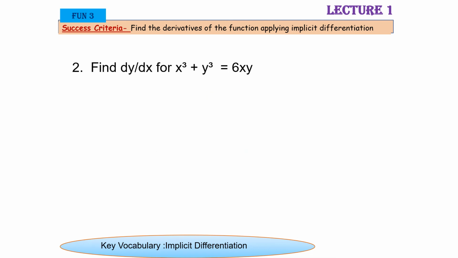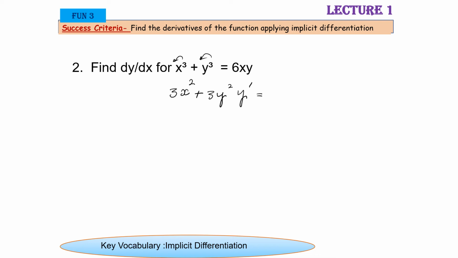Here is another question, a little bit complicated. x cube plus y cube equals 6xy. So the derivative of x cube: bring the 3 to the front, write down the x, and from the power subtract 1. Similarly, here 3y square, and again you have to write y prime.